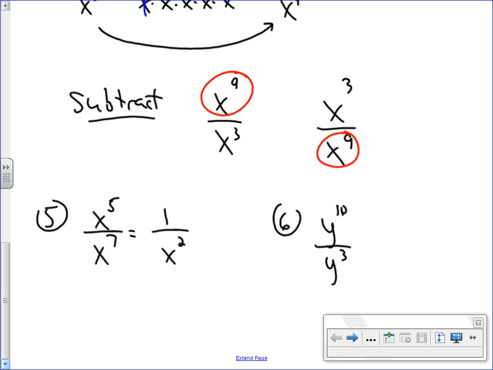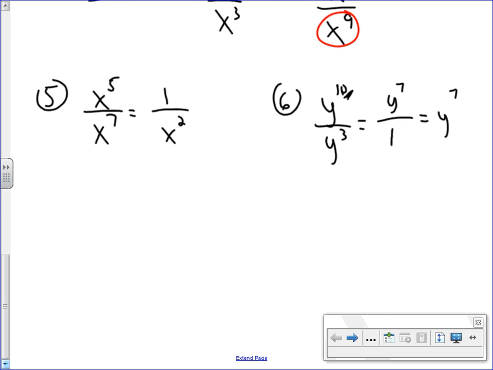Y to the 10th divided by y to the 3rd. If I were to write this out, I'd have 10 y's on the top and 3 on the bottom. And 3 of them would cancel out. When they all cancel out of the denominator, I'm left with 1. 3 of them will cancel out of this 10, so you're going to subtract 10 minus 3, and I'm going to get y to the 7, right, in the numerator. If you get left with the denominator of just 1, you can get rid of it, okay?